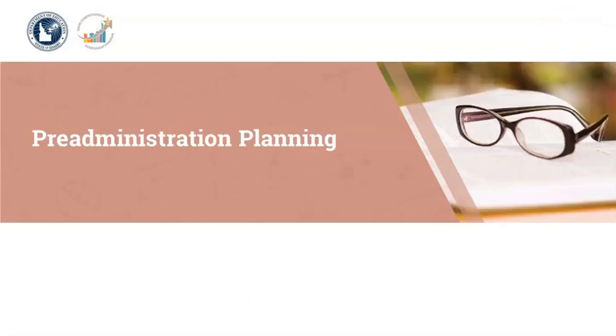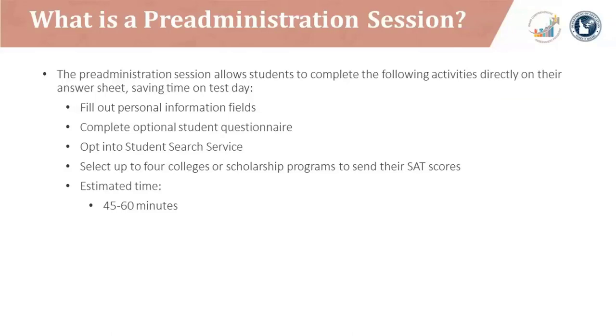So what is the pre-administration session? The pre-administration session allows students to complete the following activities directly on their answer sheet, which saves time on test day by helping them complete personal information fields, complete the optional student questionnaire, opt in to Student Search Service, and select up to 4 colleges or scholarship programs to send their SAT scores. The estimated time to complete the pre-administration session is between 45 and 60 minutes.